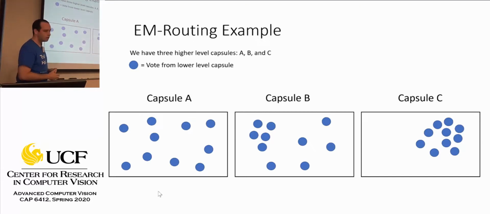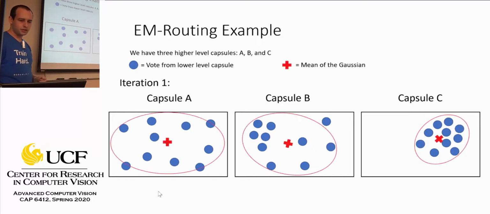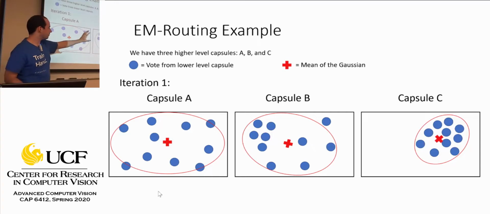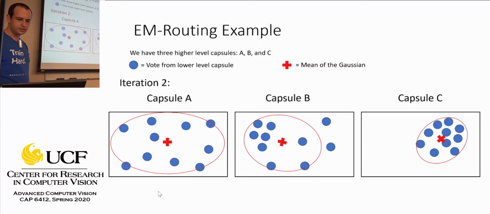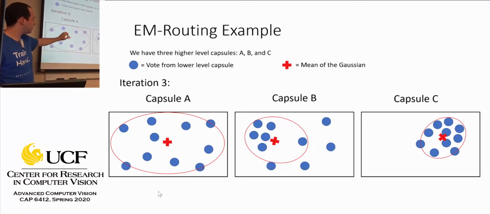For the EM routing, what we'll do is we try to cluster these votes, right? So in the first iteration, this is iterative, we would try to group, find the mean of the votes and some variance. And we see, okay, C has a very tight cluster. B has, not as tight, and then A is seemingly random. As we get further into the iterations of the algorithm, these clusters become tighter and tighter, and then we end up with this.